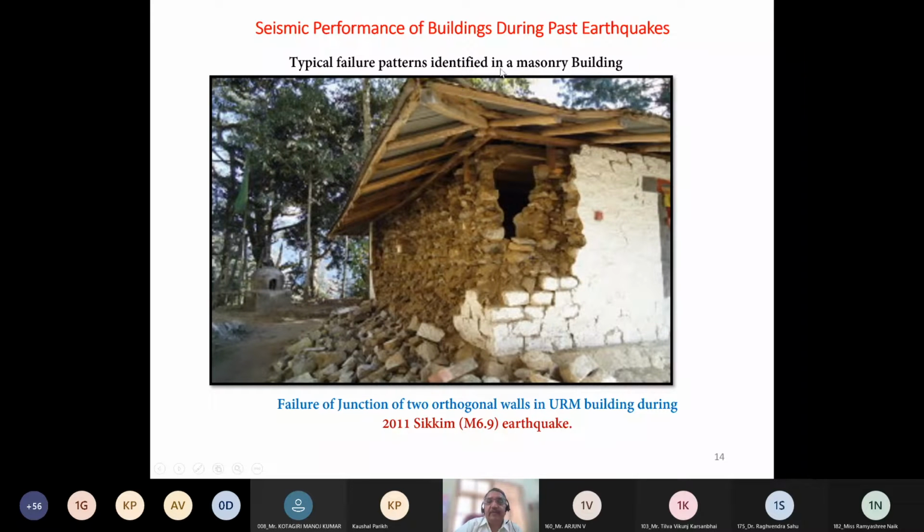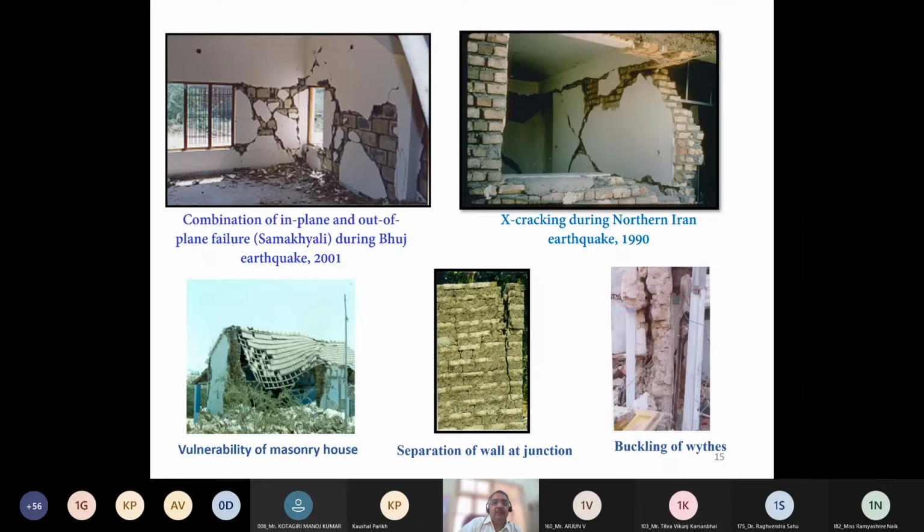Typical failure patterns identified in masonry buildings. Failure at the junction of two orthogonal walls. If you look, this is in one direction, this is the perpendicular direction, and failure here. Unreinforced masonry building, 2010 Sikkim earthquake data. And a combination of in-plane and out-of-plane failure in some buildings during the Bhuj earthquake. This also shows two walls.